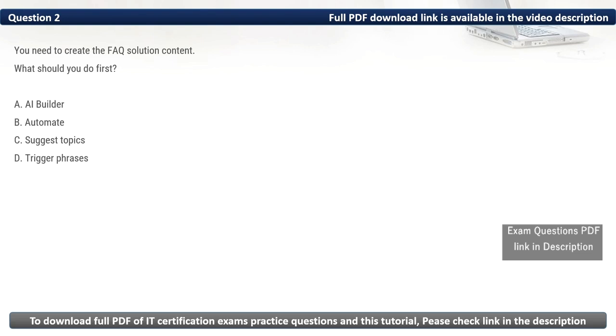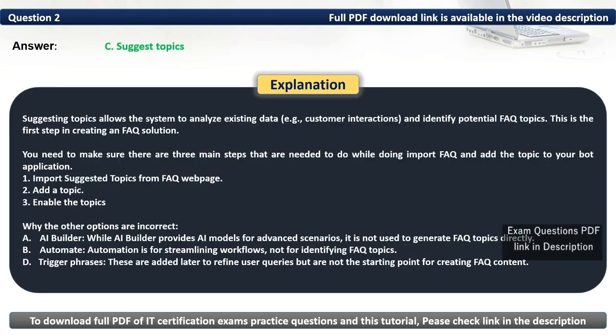And then we have D, trigger phrases. These are added later to refine user queries but are not the starting point for creating FAQ content. As such, we should first suggest topics. Thus, the correct option is C. Suggesting topics allows the system to analyze existing data and identify potential FAQ topics. This is the first step in creating an FAQ solution.